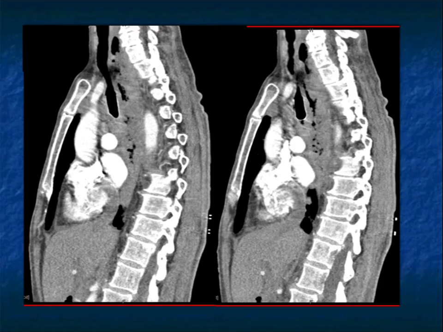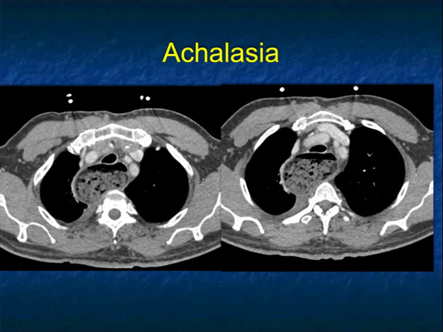I really like sagittal views for looking at the esophagus regardless of the cause. Sagittal views are really good for the spine, as I showed you some examples, for the esophagus, sternum, as well as the aorta. You got to be looking at the sagittal views, of course.